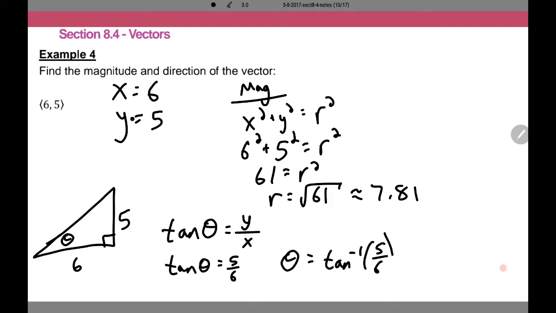Which in this case, we want in degrees. So make sure you have your calculator on degree mode when you're working with these vectors, because we've been talking about these in degrees. 39.8 degrees. That just means from standard position, this vector is going off at an angle of 39.8 degrees.